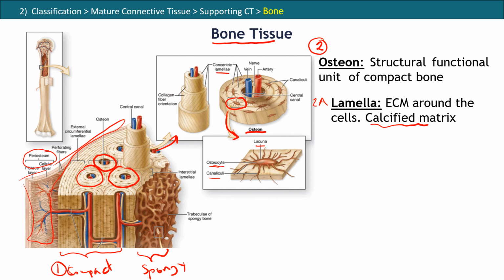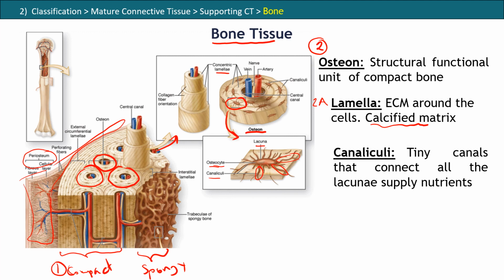And here, do you remember that I told you that the bones have a very rigid structure, but they are alive? So they need to have ways to exchange nutrients and remove the waste. And for that, they have these tiny canals. Here you see it here, here. These tiny canals are called canaliculi. Let's put 2B. So tiny canals that connect all the lacunae and supply nutrients. Okay, so that is another structure.